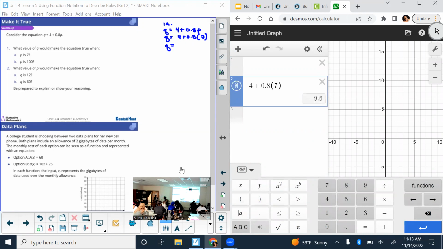You should have gotten 9.6. If you got anything else and you used the calculator, let me know, because odds are you're probably typing something in wrong. It might be that you're not using the correct order of operations. So there you go. Q for 1A is 9.6. Questions there? What about when P is 100?